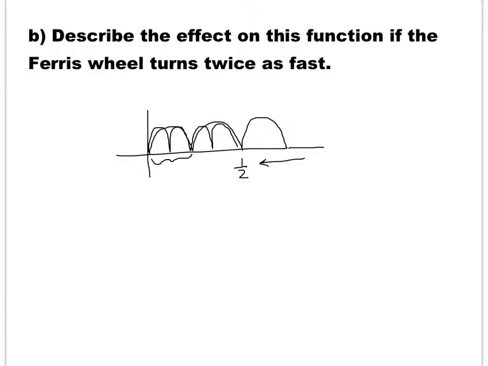So if we increase the speed of the Ferris wheel, we are going to introduce a compression of the graph horizontally by a factor of 1 over the increase in the speed. For instance, right now it's twice, so it's going to be 1/2.